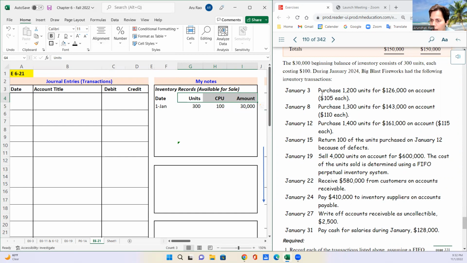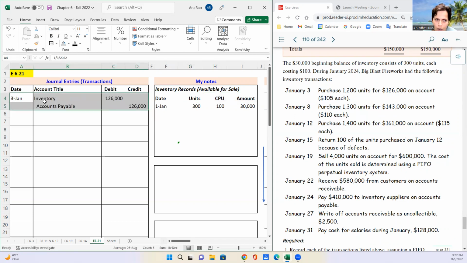So on the 3rd, I purchased 1,200 units for $126,000 on account. They're telling me it cost $105 each. You can do 1,200 times 105, and you'll come up with this 126. We're using the perpetual inventory system, so my journal entry is fairly straightforward. It's going to be inventory debit, accounts payable credit, $126,000.